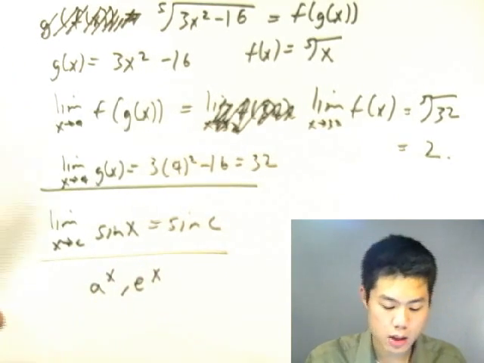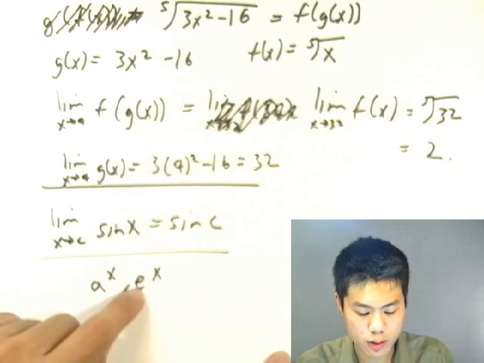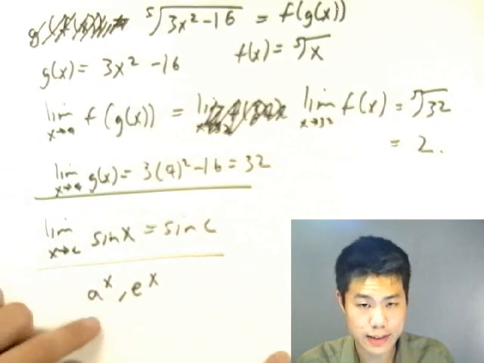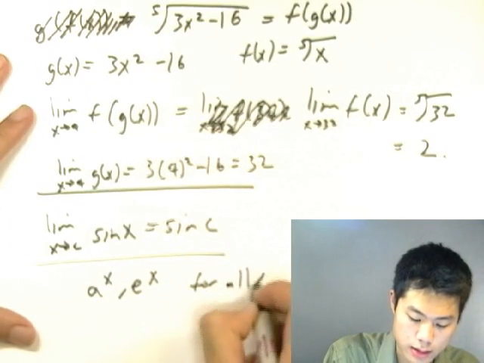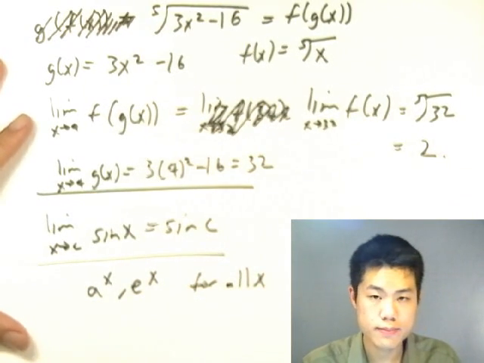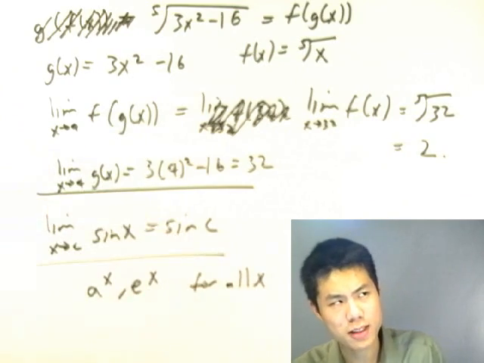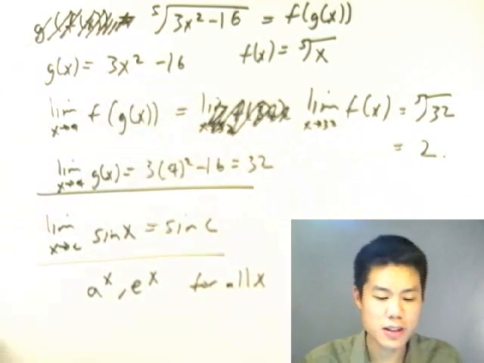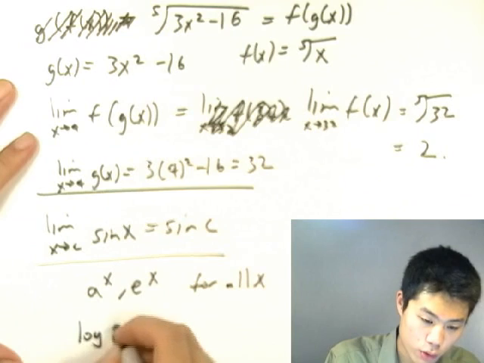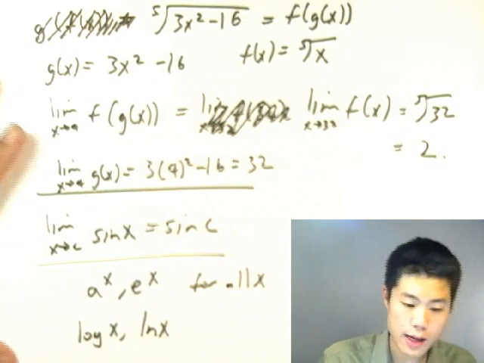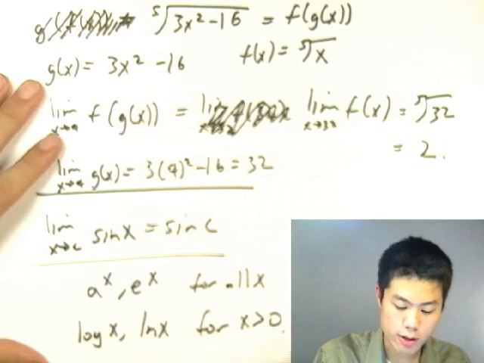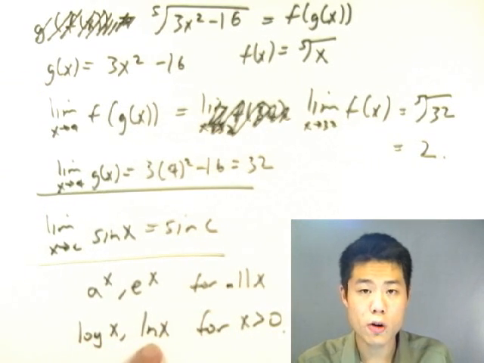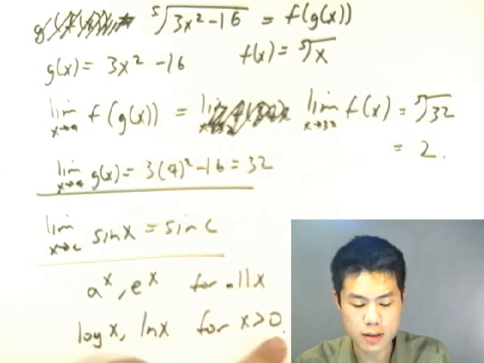Okay, and a is any constant, so with the exponential function e to the x, or a to the x, a is any constant. I said that before. For all x, you can just use direct substitution, and the same thing for log and ln of x. You can just use direct substitution for x greater than 0. Remember that these functions are only defined where x is greater than 0.